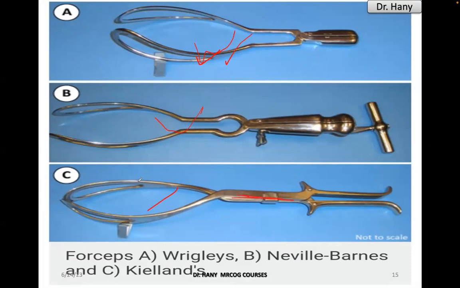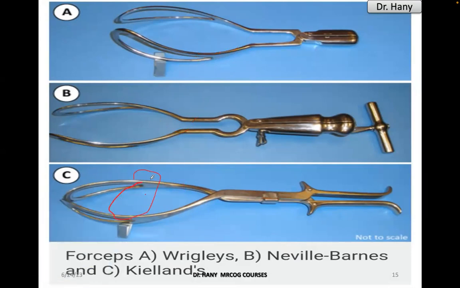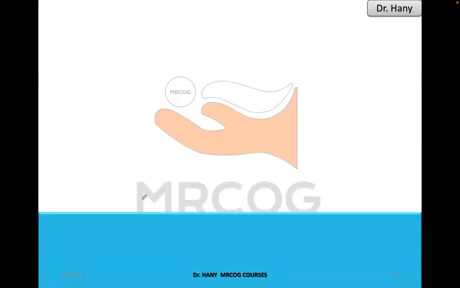It has a sliding lock so it can correct asynclitism. If the head is not directly engaged or the sagittal suture is deviated to one side, I can advance one blade and retract one blade, so I can correct parietal presentation or asynclitism. Not an ear, I will correct. Ear coming means obstructed in preterm. Okay. Again, these are the types of forceps.